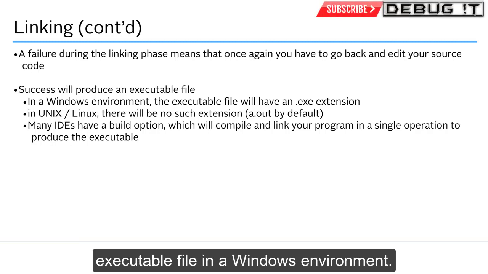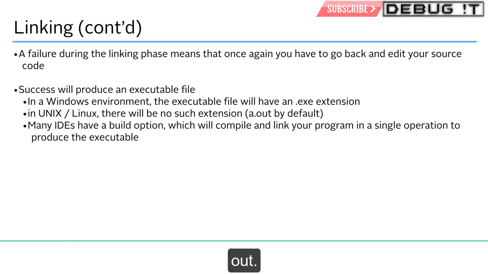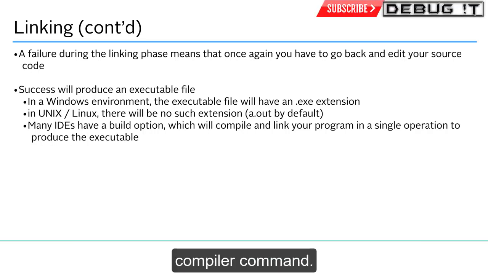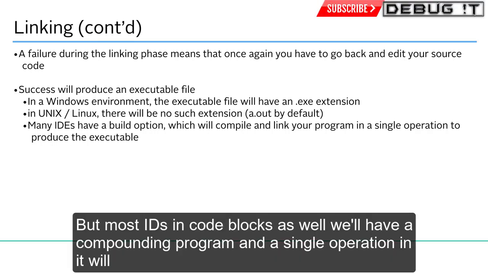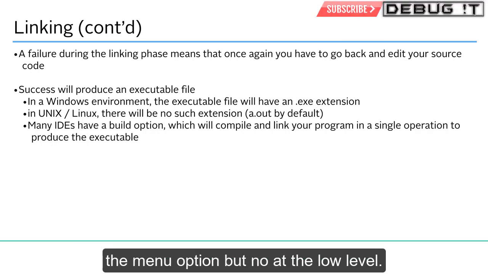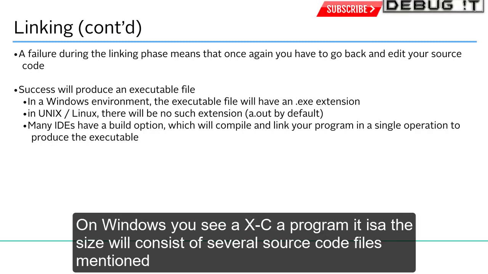In a Windows environment, the executable file will have a .exe extension. In Linux, it will just be a.out by default. You can change the name of a.out to something more meaningful by adding an option to the compiler command. But most IDEs, Code::Blocks as well, will compile and link in a single operation and produce the executable, and then you can just double click the executable, or run it from a command or from a menu option. But at the low level, if you're on Linux, you're going to see an a.out by default as your executable. On Windows, you'll see a .exe.